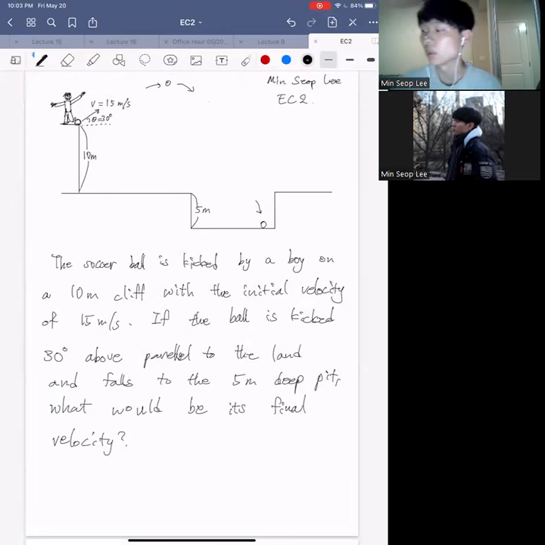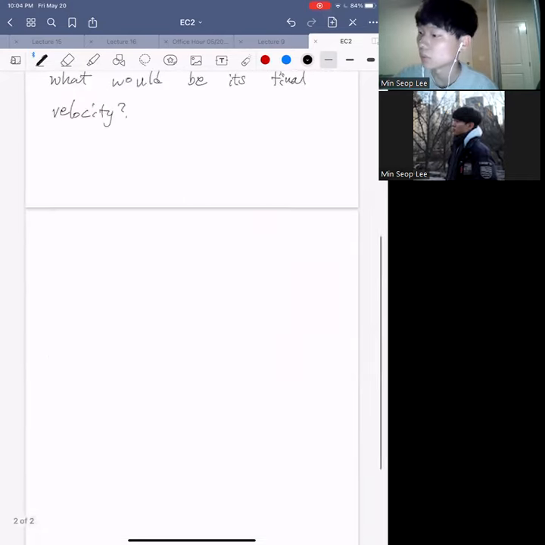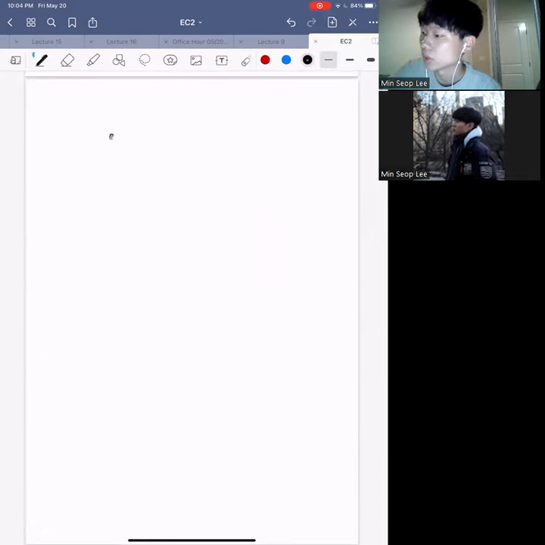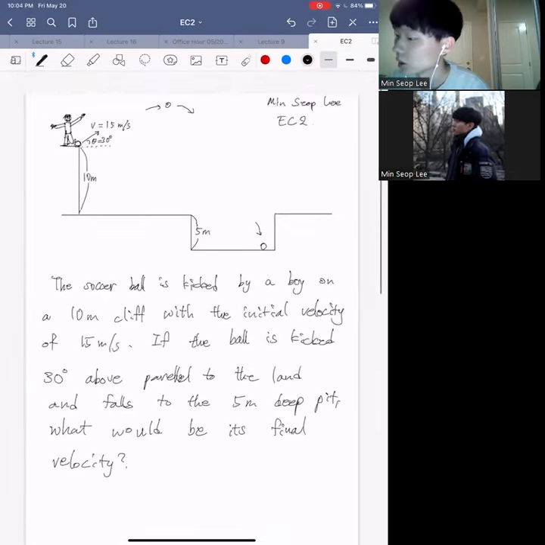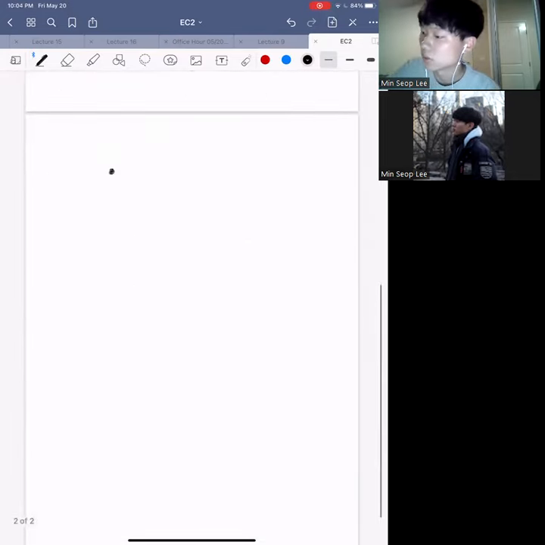Okay, the soccer ball is kicked by a boy on a 10-meter cliff with the initial velocity of 15 meters per second. If the ball is kicked 30 degrees above parallel to the land and falls to the 5-meter deep pit, what would be its final velocity? Okay, so let's attack this problem by starting by drawing the free body diagram. It says the initial velocity is 15 meters per second with 30 degrees above the land.